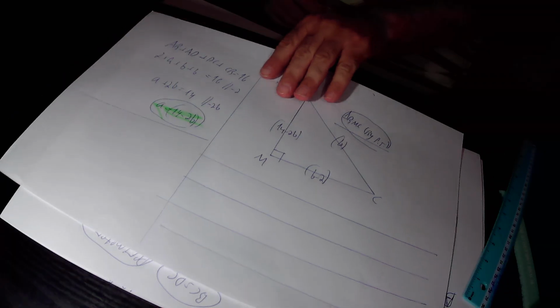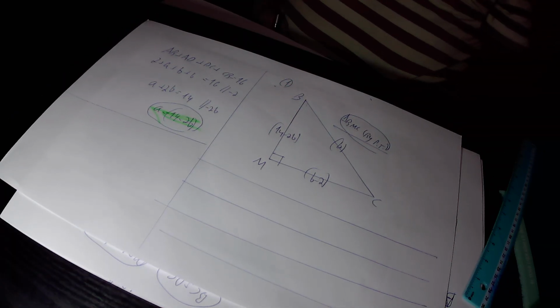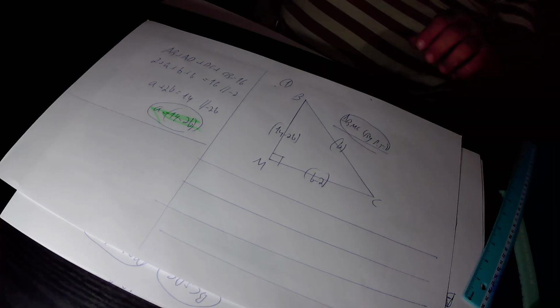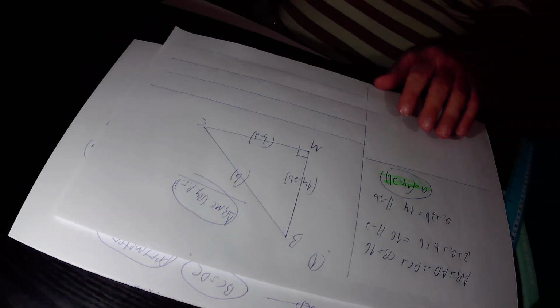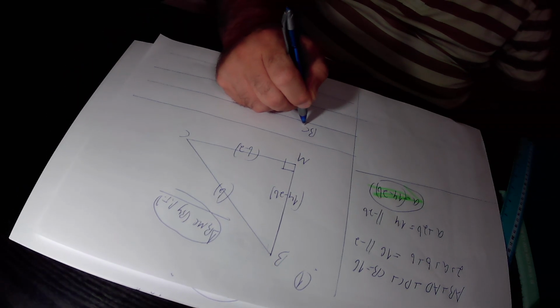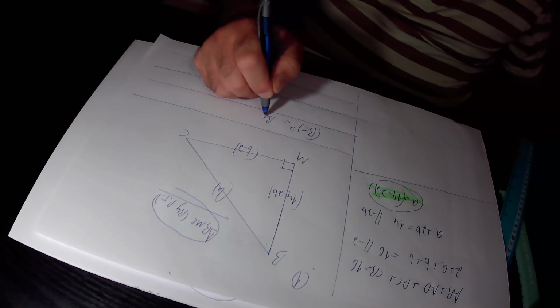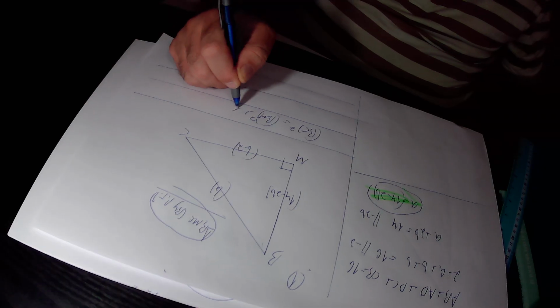So actually, this is the entire triangle BMC from the original diagram. According to the Pythagoras theorem, in this triangle BMC, BC squared, that is the square of the hypotenuse, equals BM squared plus MC squared. So what is known? BC squared, the square of the hypotenuse, is equal to BM squared plus MC squared.